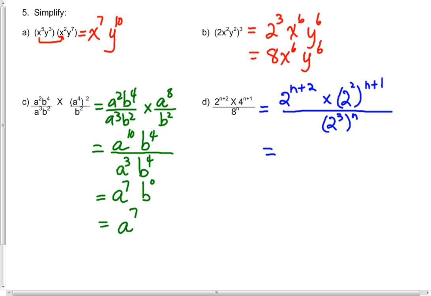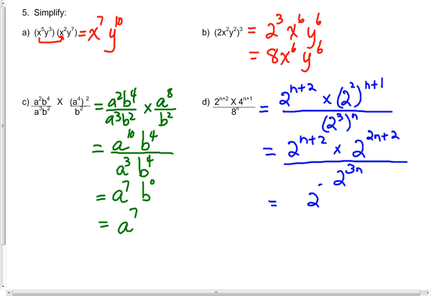I am going to do the power of a powers. The first power here, I can just leave it alone. But 2 squared to the n plus 1 is power of a power. And my rule is keep the base, multiply the exponents. Same on the bottom. I have power of a power. I keep the base, multiply the exponents. On the numerator, I have multiplication. My rule is keep the base, add the exponents. So I have 3n plus 4. On the bottom, 2 to the 3n.